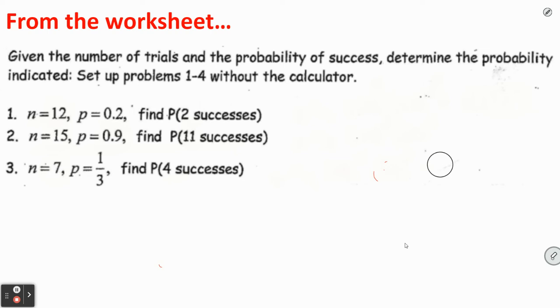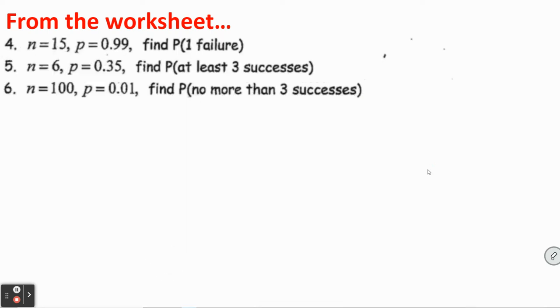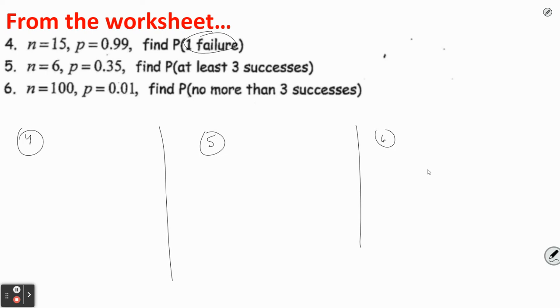Now let's get into some more fancy words here, and we'll talk about some of this. So notice this is one failure, right? For number 4 down here, we're talking one failure. We can do this one of two ways.